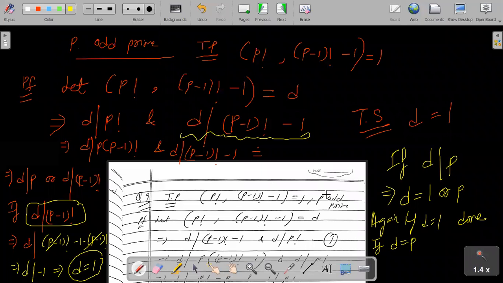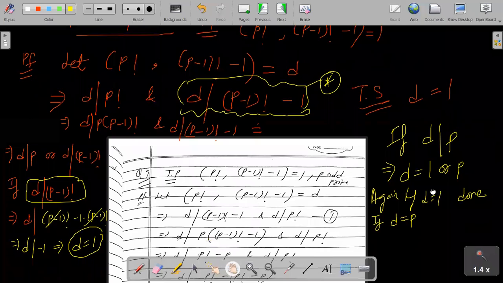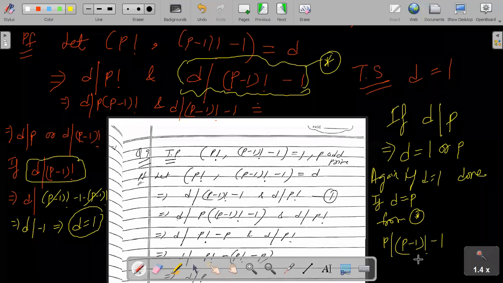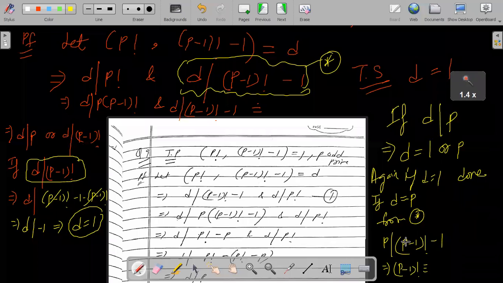Now you see, so let me name this equation as star. So from star, what do you get? D is P, right? So P divides P minus 1 factorial minus 1. तो यहाँ से क्या हुआ? P minus 1 factorial is congruent to 1 mod P.